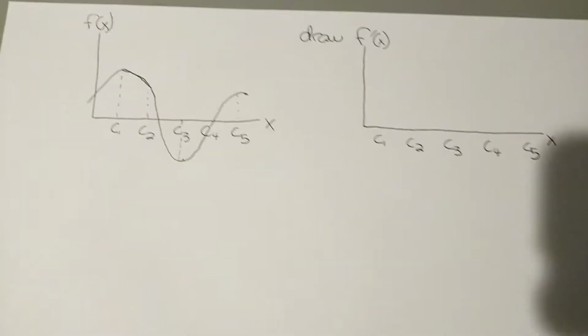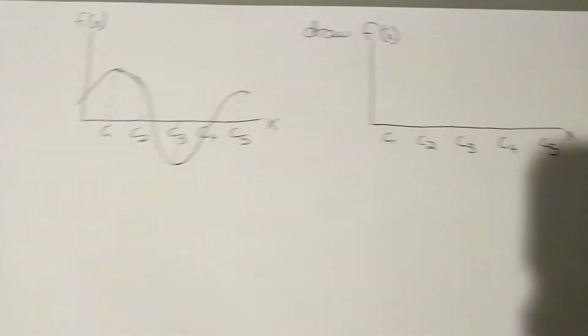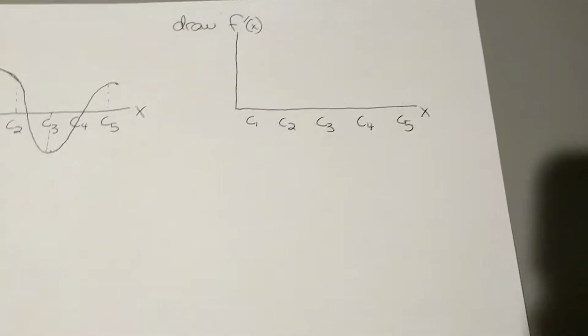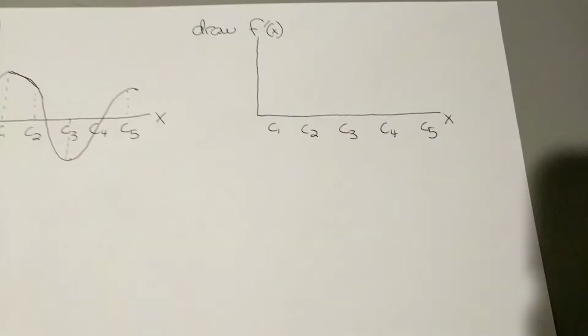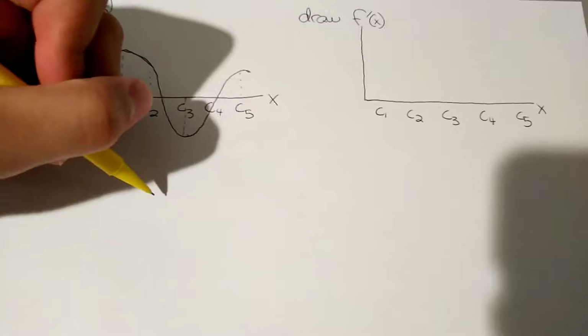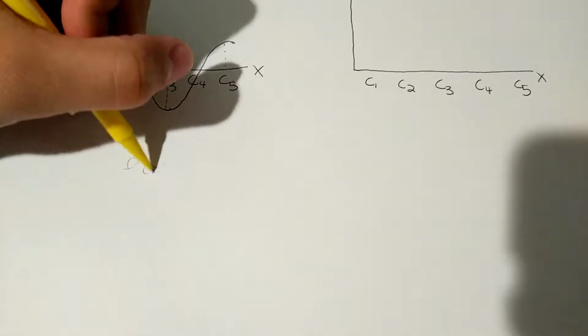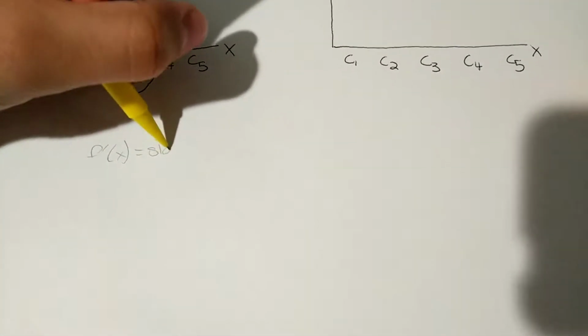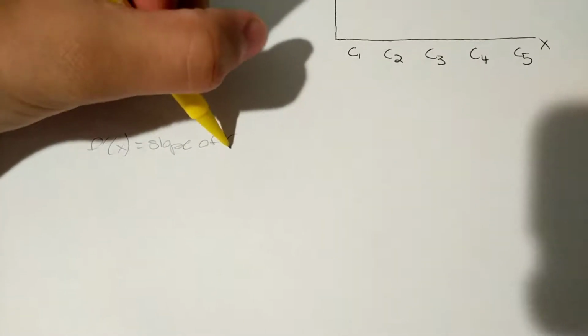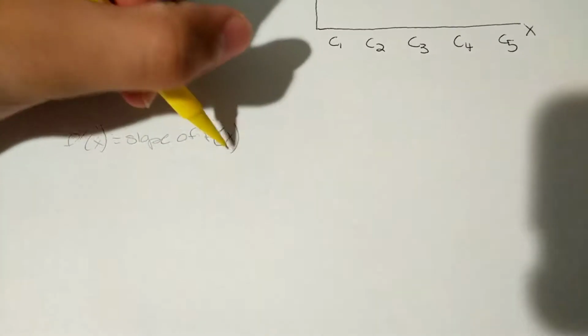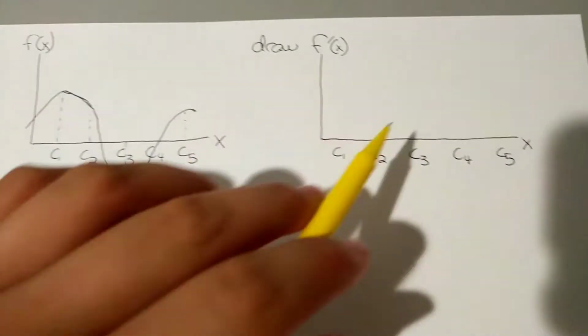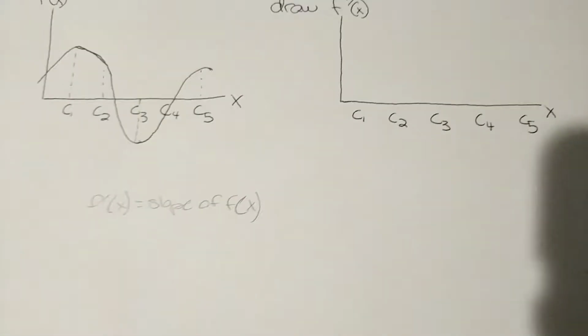Okay, for this problem, we have the graph of f of x, and we need to find the graph of f prime of x. It's important to note that f prime of x is the slope of f of x. So we basically need to find the slope and put it onto here for each and every point.